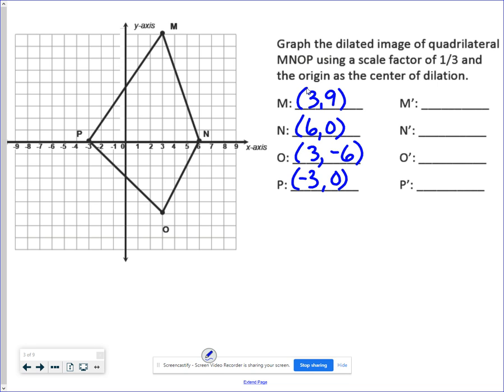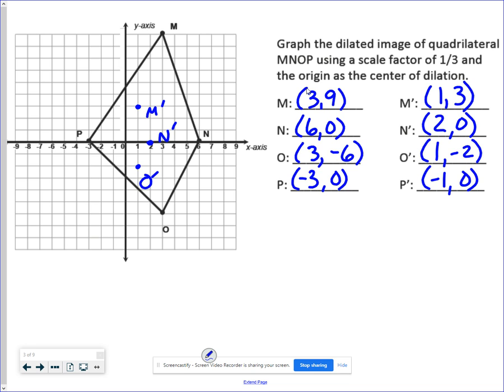-3, 0. When I have the scale factor of 1/3, again, that's the same as dividing everything by 3. So 3, 9 would go down to 1, 3 for M prime, and then 2, 0, 1, -2, and -1, 0. And then we graph that. So 1, 3 right here is M prime. N prime is going to be at 2, 0. O prime is at 1, -2. And P prime is at -1, 0.